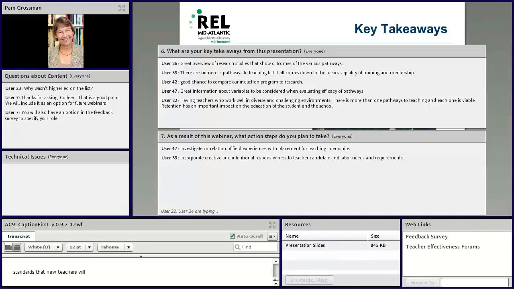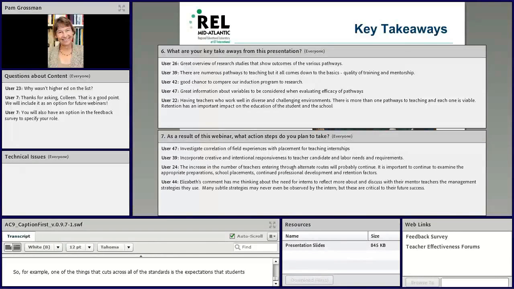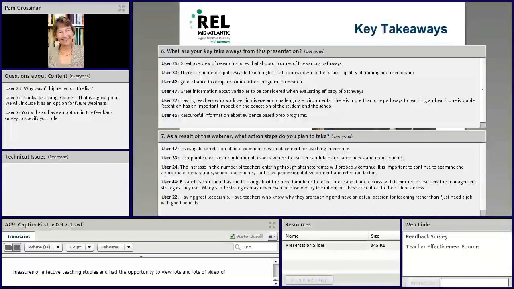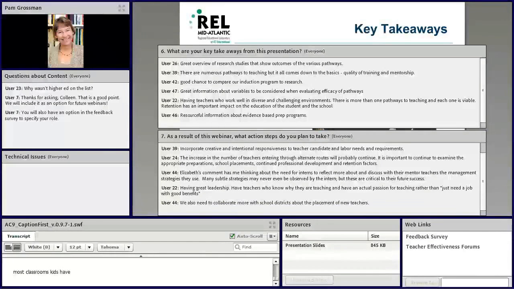So, for example, one of the things that cuts across all of the standards is the expectation that students will be engaged in much more ambitious kinds of classroom discussion in which they're asked to respond to each other's ideas, to construct evidence-based arguments. It's really quite a sophisticated notion of classroom discussion that we know is completely at odds with what kids are currently doing. I participated in the Measures of Effective Teaching study, so I had the opportunity to view lots and lots of video of classrooms. And in most classrooms, kids have very few opportunities to talk. So that's an example of something that teacher education programs are going to really have to think about.